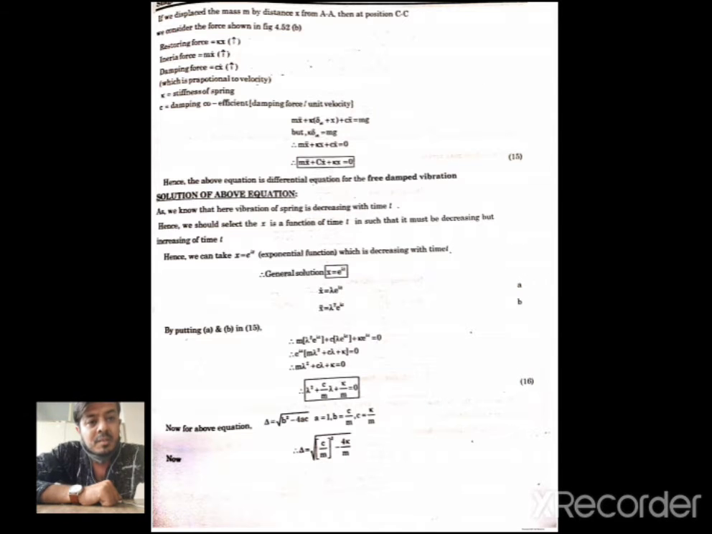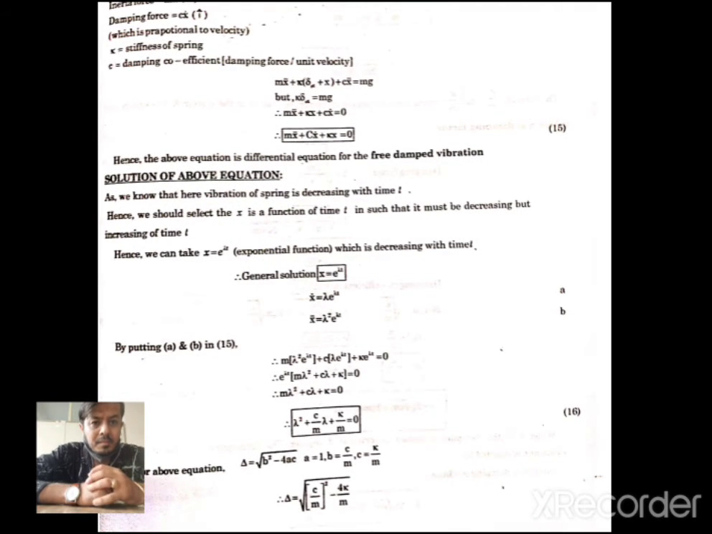So the general equation is m x double dot plus c x dot plus k x. Here x double dot is the acceleration, x dot is the velocity and x is the displacement. Here we cannot directly get the solution. In free vibration without damping we got x double dot plus k by m x is equal to 0. So here we cannot directly get the value of omega n.